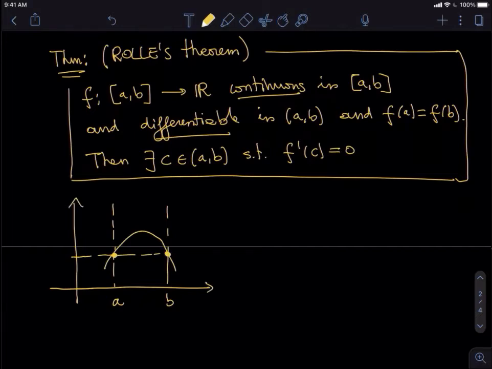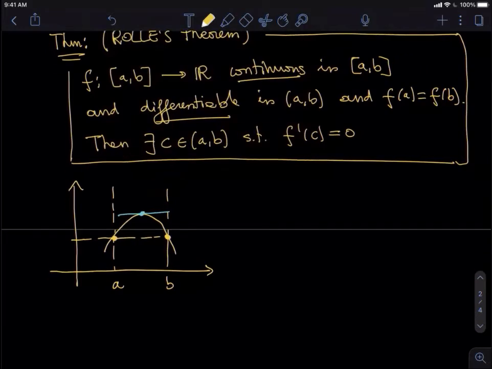Anyway, you try to do a picture, at some point the slope will be horizontal. Okay, and horizontal slopes will give us horizontal tangents. And that means the derivative equal to 0. But I'm getting a little ahead of myself. So let's prove Rolle's theorem first, and then go from there. So proof.